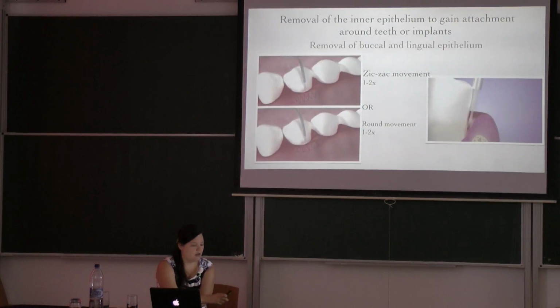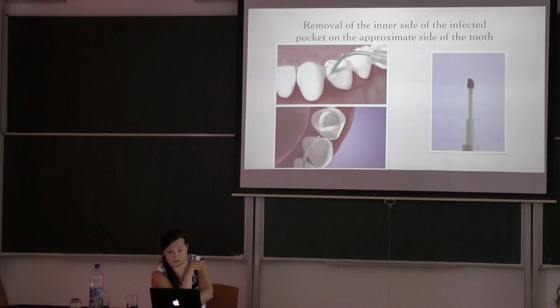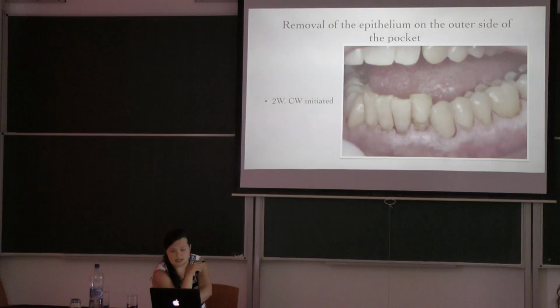So here we can see that we go inside the pocket. We remove the tissue, and this is called the initiation. This is black, and it is not black because of the blood, but because we made it black before. We remove all the granulation tissue and the inner epithelium, and then also on the proximal side, in between the teeth, and then we do the outer part, de-epithelializing the outer part of the gingiva.